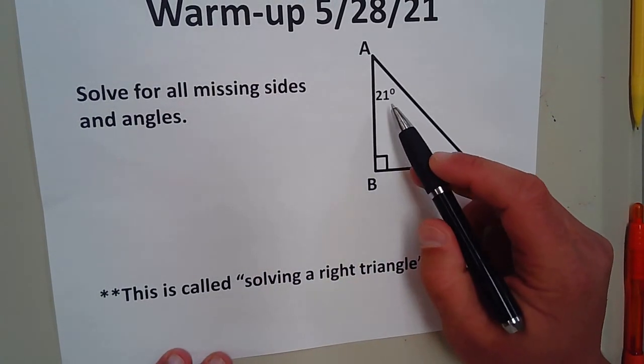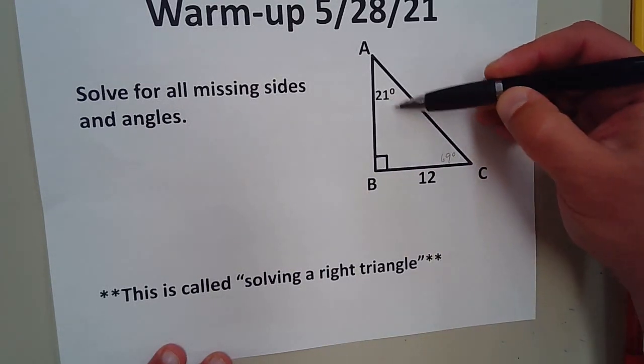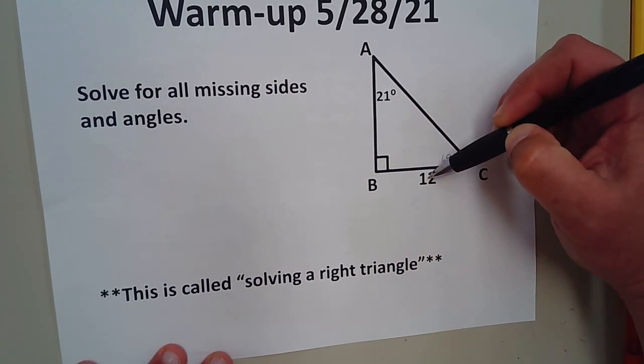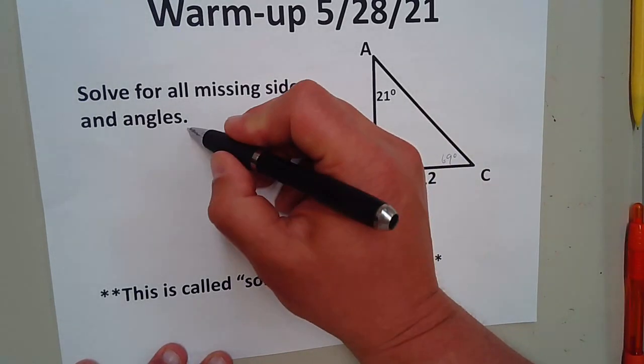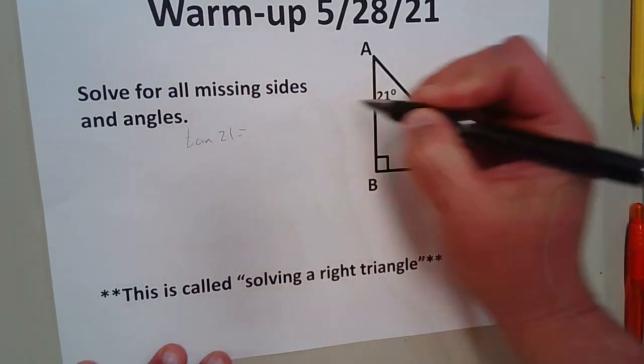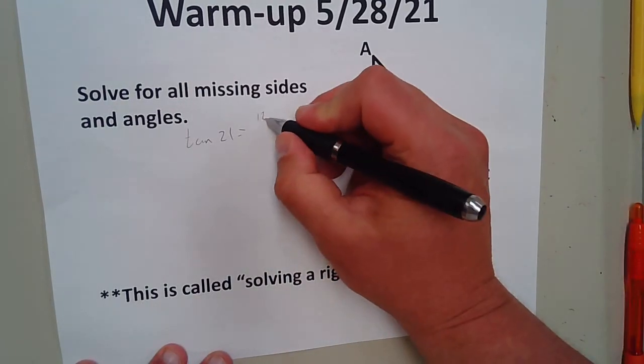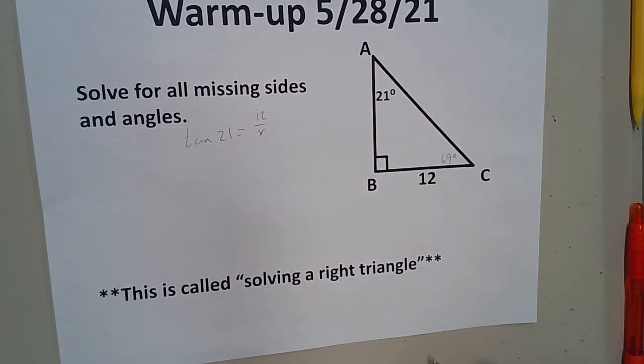And I usually just use the stuff I'm given. So if I'm looking at this angle, I know that the opposite is 12. Let's say we want to find the adjacent first. Opposite and adjacent means I'm going to set up a tangent problem. So I'm going to do tangent of 21 is 12 over x, my unknown side there.